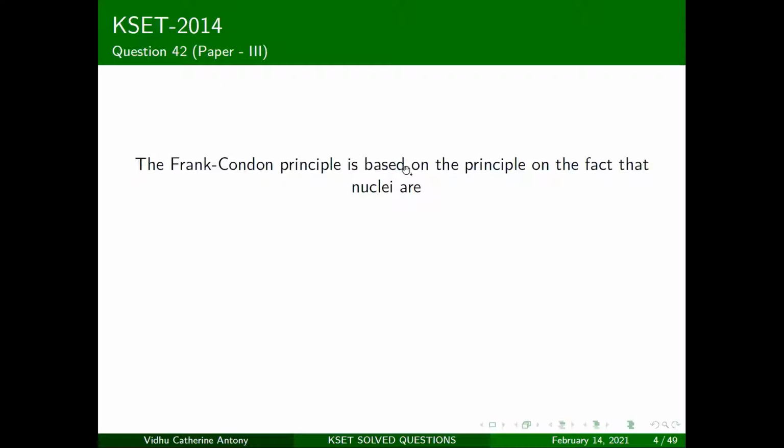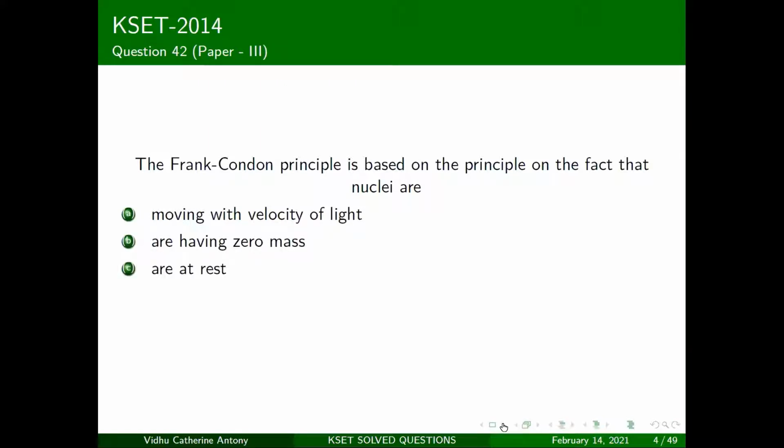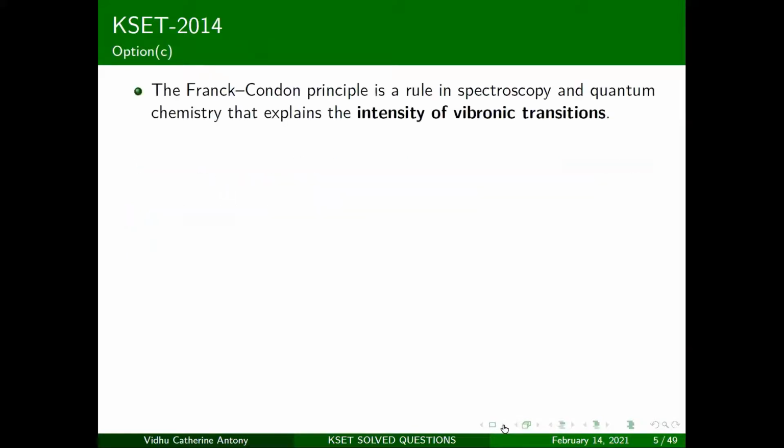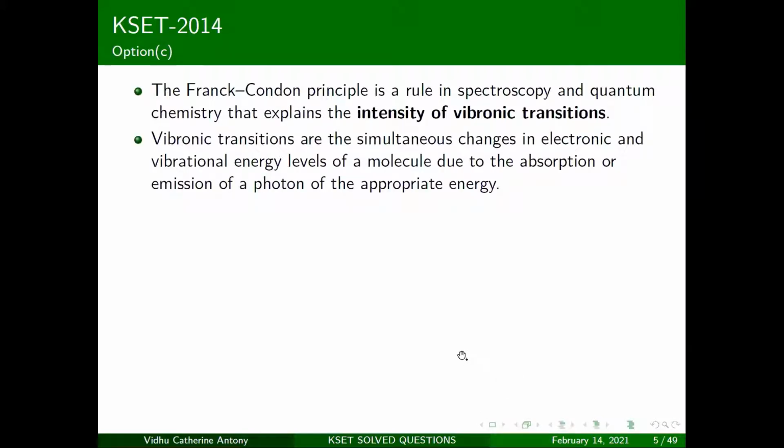Now, let's look at this. The Franck-Condon principle is based on the fact that the nuclei are moving with the velocity of light, are having zero mass, are at rest, are neglected. So looking at this Franck-Condon principle, it's a rule in spectroscopy and quantum chemistry which explains the intensity of vibronic transitions. I think this principle is usually put in the elective AMOP courses, so I don't think it would have been mentioned in the general course as such.